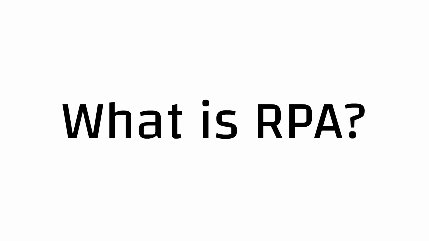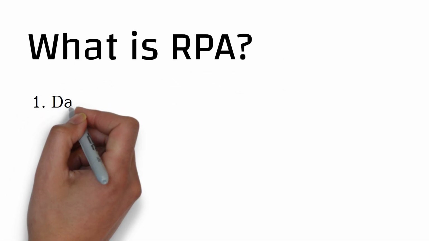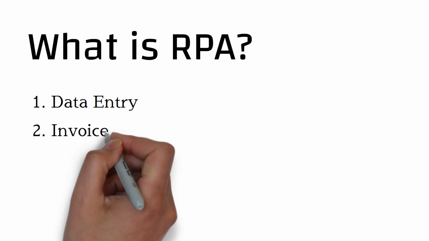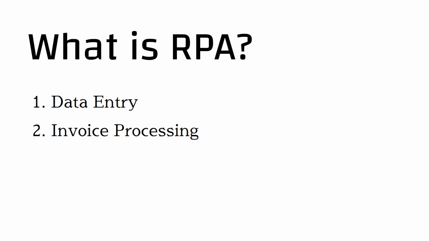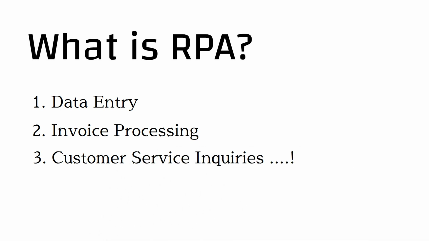So RPA is the use of software robots to automate repetitive rule-based tasks that are typically performed by humans. Now these tasks can be anything from data entry to invoice processing to customer service inquiries and much more. Essentially, RPA allows organizations to automate their business processes, which can lead to significant time and cost savings.